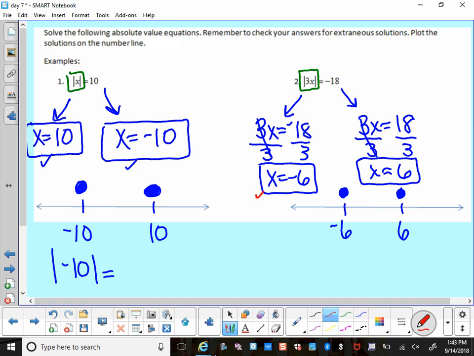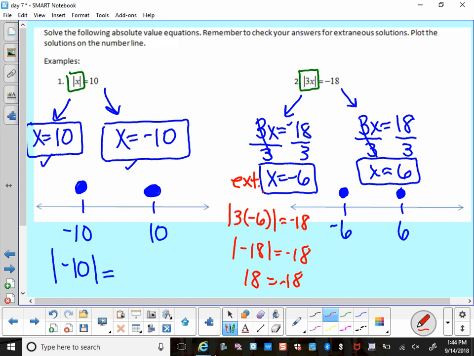Negative 6 times 3 gives me negative 18. Bring it outside of the bar. Oh wait, this one doesn't work. You guys see that? We're going to check this for a solution. If it's 3 times negative 6 equals negative 18, I get negative 18 equals negative 18. We drop the bars here, we get 18 is equal to negative 18. Does that work? No.